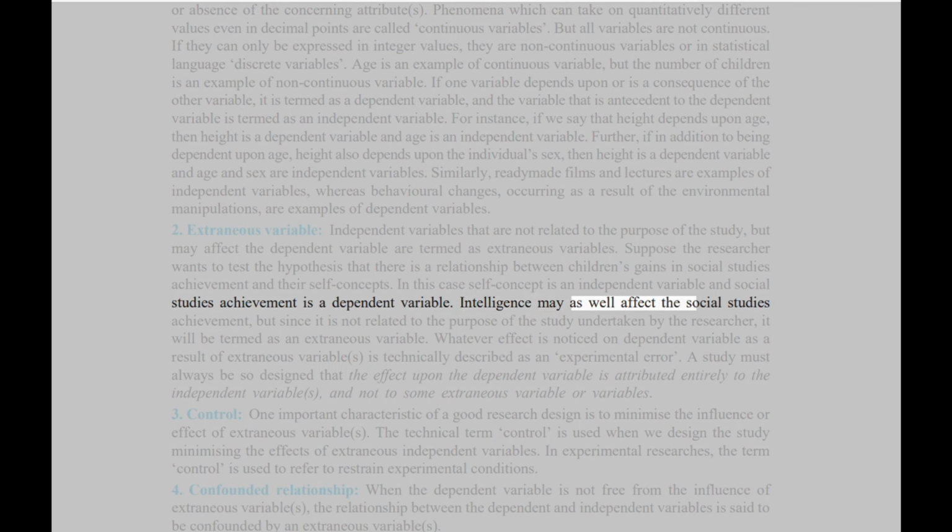Intelligence may as well affect the social studies achievement, but since it is not related to the purpose of the study undertaken by the researcher, it will be termed as an extraneous variable. Whatever effect is noticed on the dependent variable as a result of extraneous variables is technically described as an experimental error. A study must always be so designed that the effect upon the dependent variable is attributed entirely to the independent variables and not to some extraneous variable or variables.